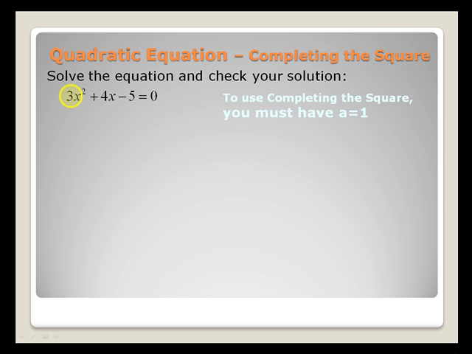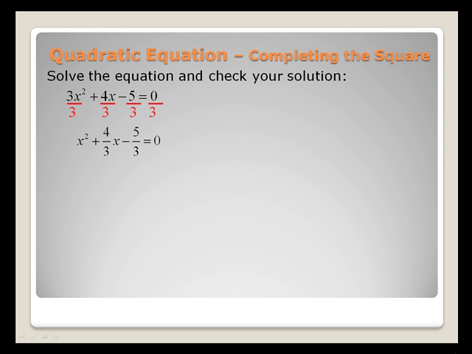We're going to divide everything by 3 to create a leading coefficient of 1. Dividing everything by 3 gives us x squared plus 4/3 x minus 5/3 equals 0. Now that we have a leading coefficient of 1, we're ready to move on. Next, we're going to move our constant term to the other side of our equation. Our constant term is negative 5/3, so we're going to add that to move it to the other side.